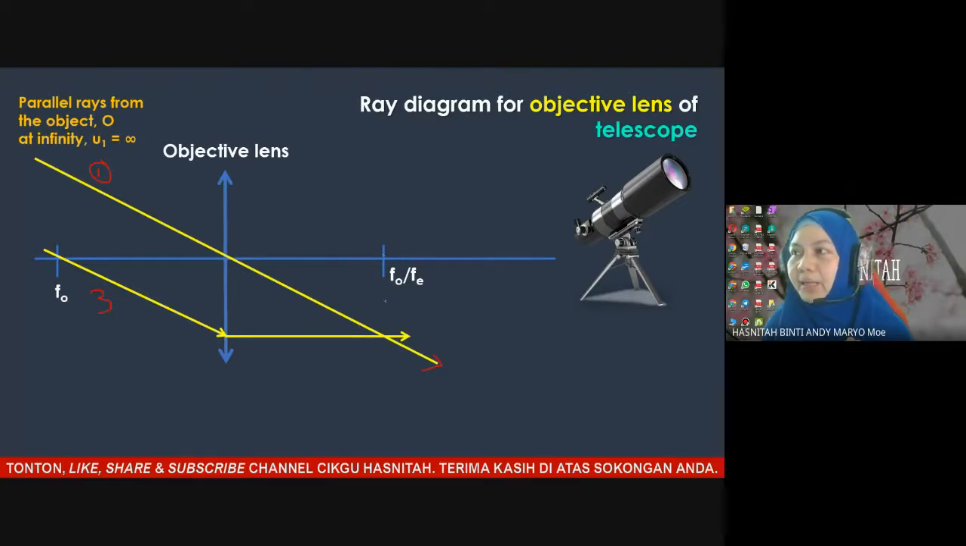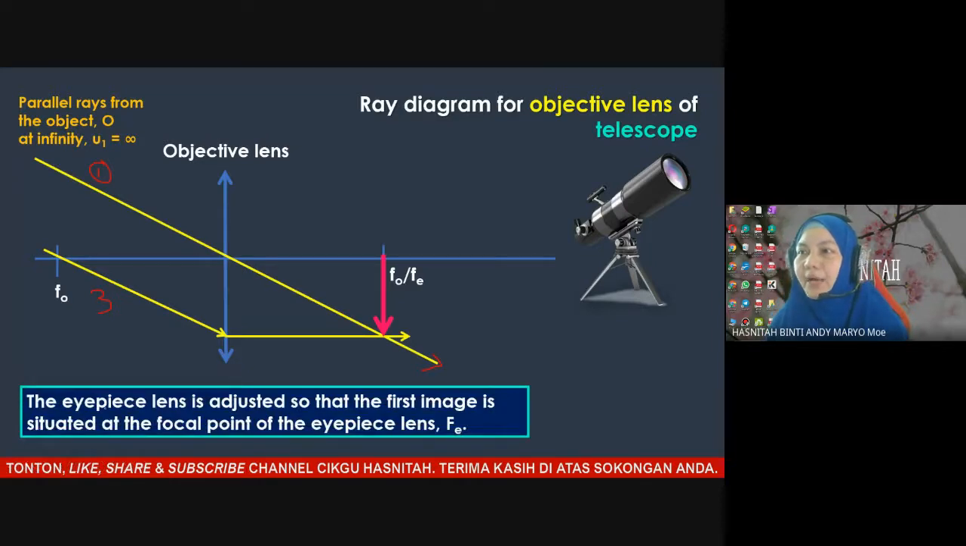So this is the intersecting point where our image is formed. Okay, so our image forms here, and then we adjust the eyepiece so it will fall exactly at FE. Eyepiece lens adjusted so that the first image is situated at the focal point of the eyepiece. We adjust our eyepiece, so now it will be exactly where the image is formed. Okay, next. This is our eyepiece.